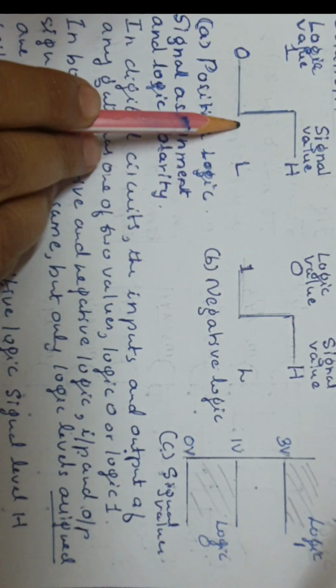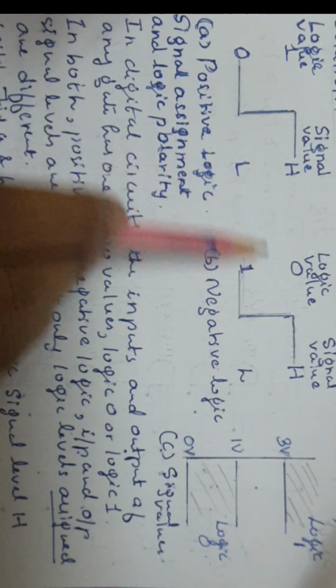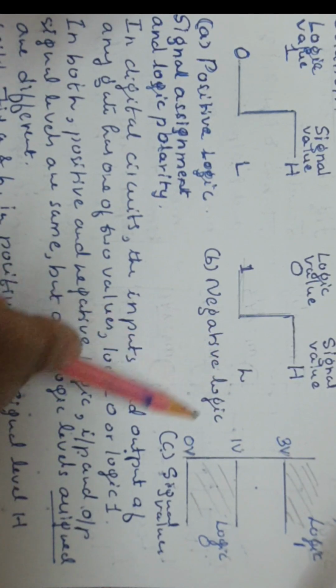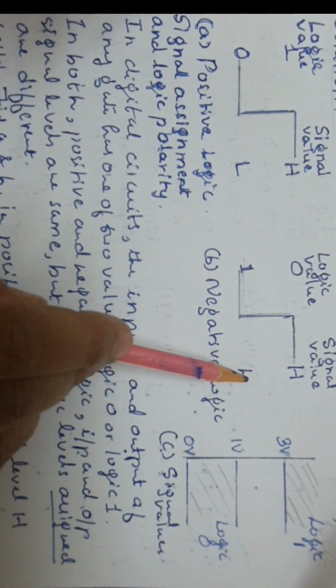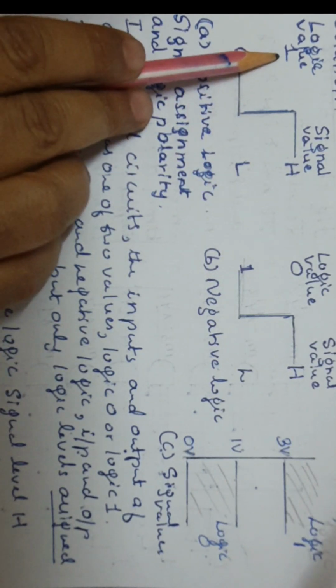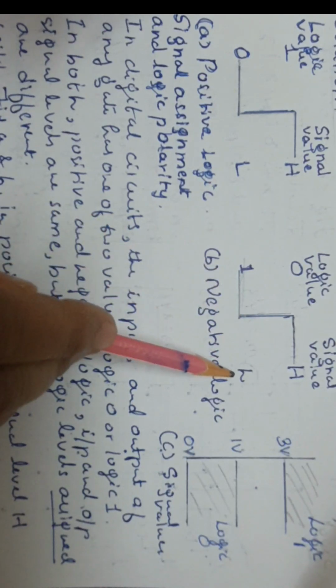Just the reverse of this. This is positive logic, negative logic. The signal levels are same. High means above 3 volts, low means 0 to 1. They are same, but assigning logic values are different. Here 1 for H, 0 for L. Here 0 for H, 1 for L.